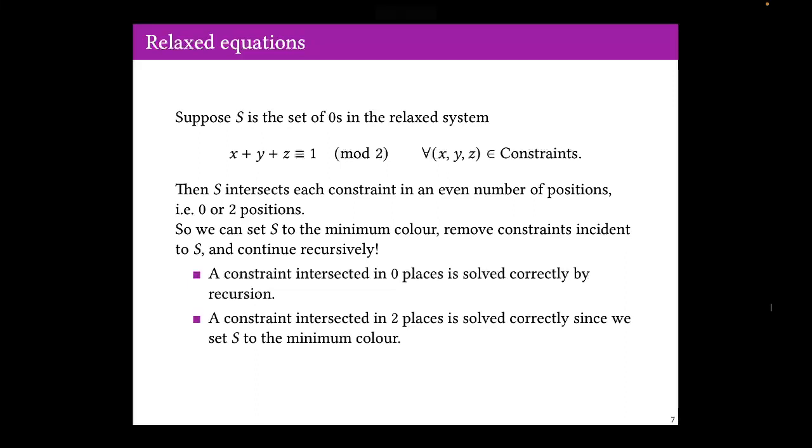More interesting is the case where we have a constraint intersected in 2 places. Since we've set S to be the globally minimum color and colored all things outside of S with strictly larger things, then any constraint intersected in 2 places by S is colored correctly, since there is a unique maximum, namely the unique variable that does not belong to S. So such constraints are also satisfied.